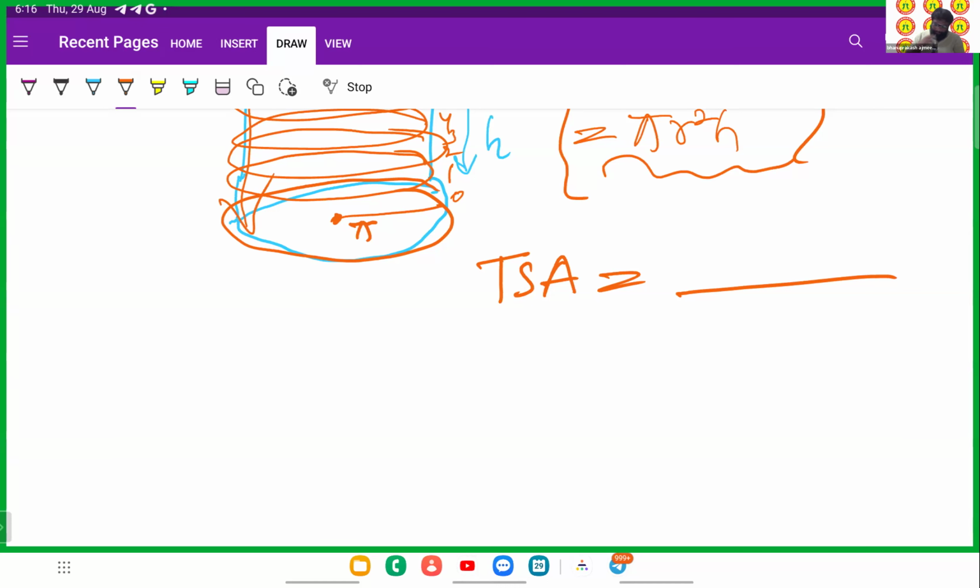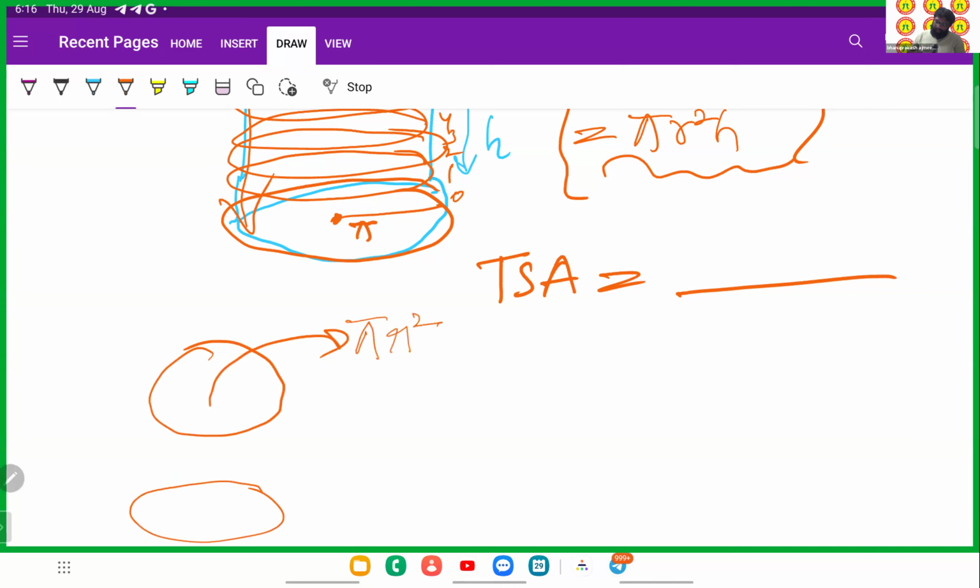If you see, this is one circle on the top, and this is one circle on the bottom. So what is the area of the circle? Pi r square and pi r square. Correct. Any confusion in this, students?